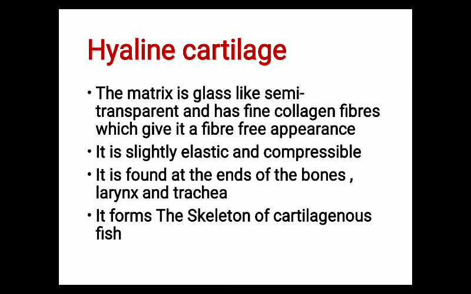The matrix is glass like, semi transparent, and has very fine collagen fibers which give it a fiber free appearance. It is slightly elastic and compressible. It is found at the ends of bones, larynx and trachea. So this is the location of hyaline cartilage. In which part of our body can we see the presence of hyaline cartilage? At the ends of bones, in the larynx and trachea.